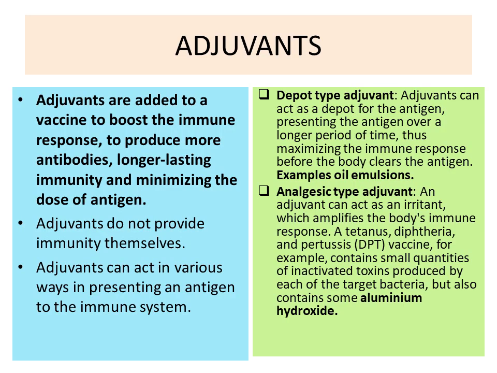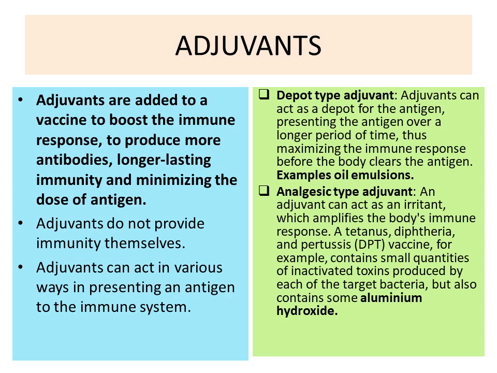Adjuvants are added to vaccines to boost the immune response. Adjuvants do not provide immunity themselves. They can act in various ways in presenting an antigen to the immune system. Basically, an adjuvant performs four functions.